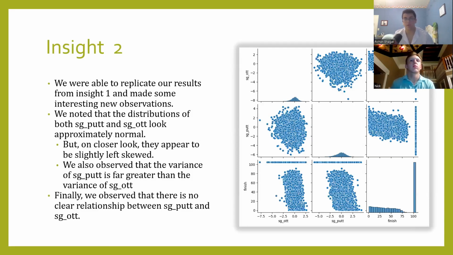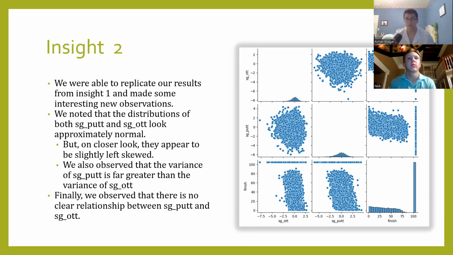And so we have that pair plot here. And what we found was we were able to replicate our results from Insight 1, and we found that the correlation was greater for putting than driving. And we also noted that the distributions of putting and driving ability were approximately normal, but they did seem to be skewed to the left a bit.